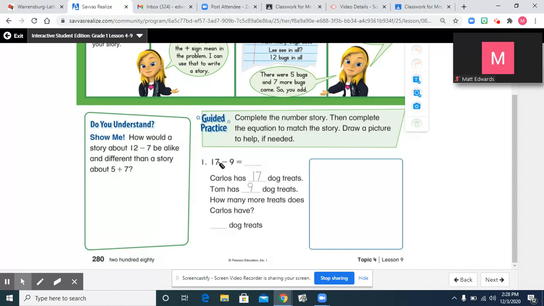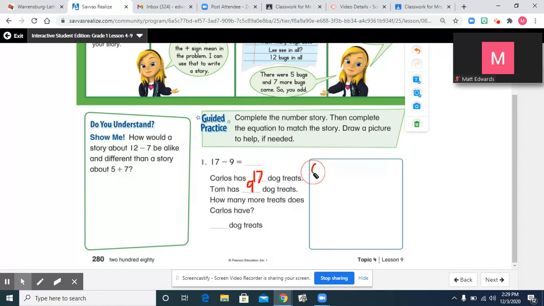Okay, the equation is 17 minus 9 equals blank. So the story problem that they made says Carlos has 17 dog treats, so trace the 17. Tom has 9 dog treats. Now the question is, how many more dog treats does Carlos have? Okay, if you want to draw a picture, that would help you out, or you could just use your number line and do 17 minus 9 equals blank.